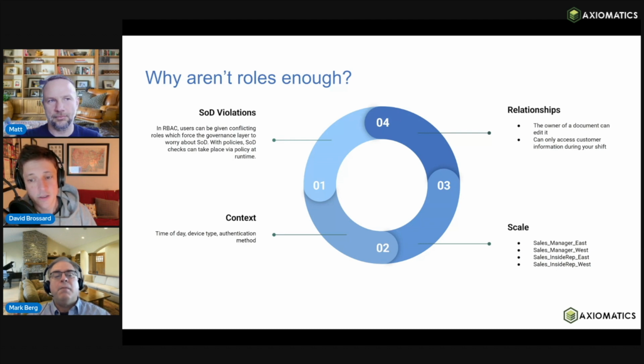Well, there was, I'll say, time, not just time of day. Like, hey, you can only access something during your shift, say a customer service representative, right? They have access to sensitive information, but that's a 24/7 operation. And you want to make sure that they're only accessing that information during their shift.